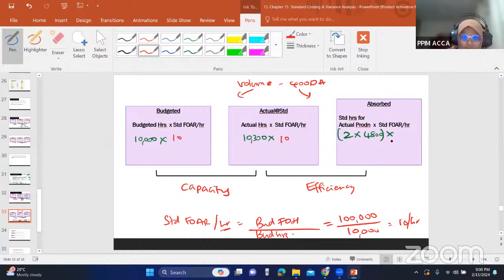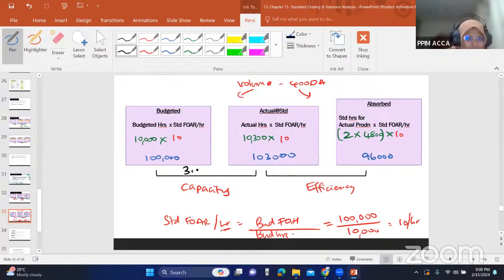10, 10, 10. So you can see in the previous question, they didn't give me this machine hour story. If you don't have that machine hour data, then there is no way for you to calculate capacity and efficiency. If you have it only, you can do the calculations. So let me quickly do this. 100,000. This will be 103,000. This will be 96,000. Get the differences.